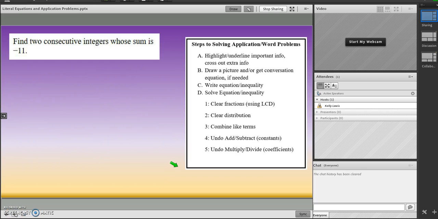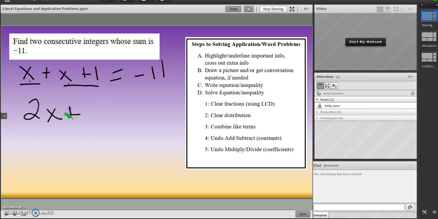All right, find two consecutive integers. So that would be x, and then the one after that would be x plus 1, whose sum, so we're going to add them, is -11. So this is the first number, and this is the second number if they're consecutive. Now let's simplify this left side. So x and x is 2x plus 1 equals -11.